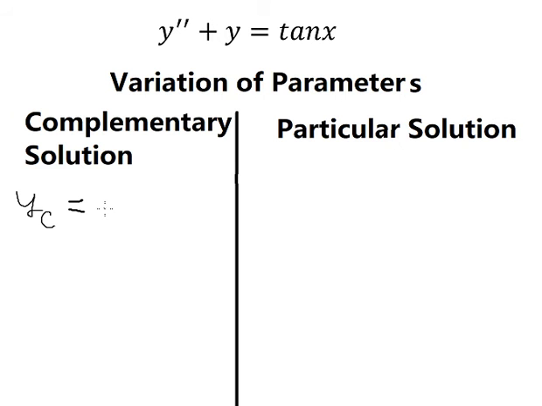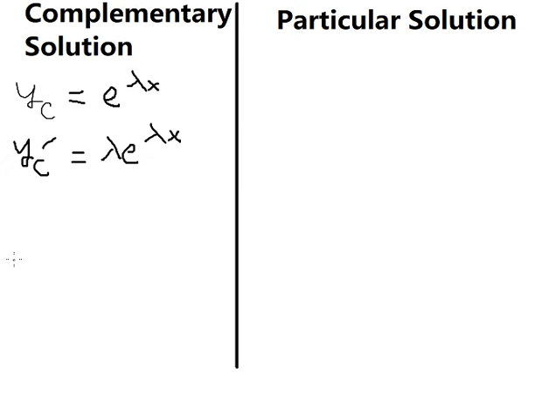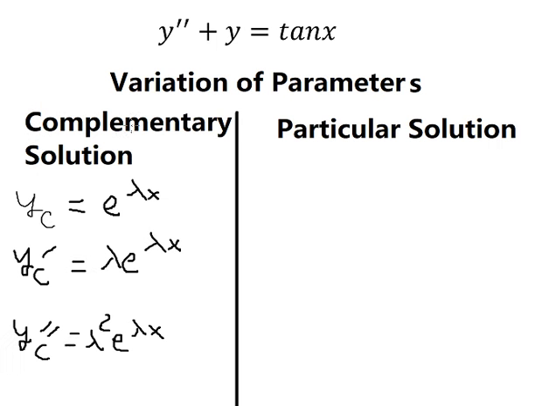So I will put e to the power of lambda s. If I do the first derivative of this one, you get lambda e to the power of lambda s. We keep e to the power of lambda s, and the first derivative of lambda s gives you lambda. Now we do the second derivative of this one, and you get lambda square e to the power of lambda s. Now after we got this one, we go back in here.